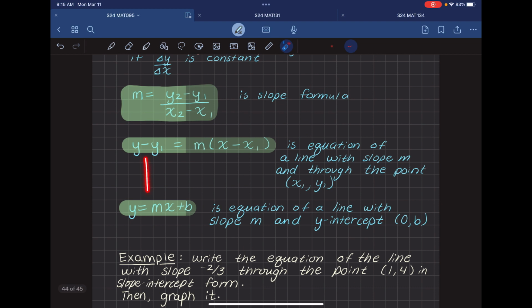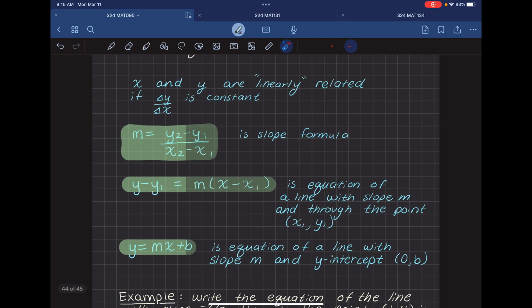In class, I showed you that we could rearrange this one further and end up getting our slope-intercept form of a line. So this is an equation of a line with slope m, and where the y-intercept is b at the point 0, comma b. Okay, and so if you know these two forms of a line, you understand the slope formula, and you understand what it means to be the slope of a line, and if a line goes through a point, then you should be pretty solid on this section.